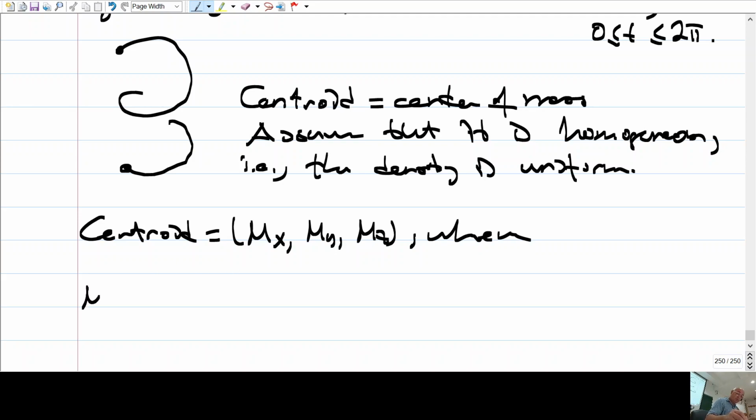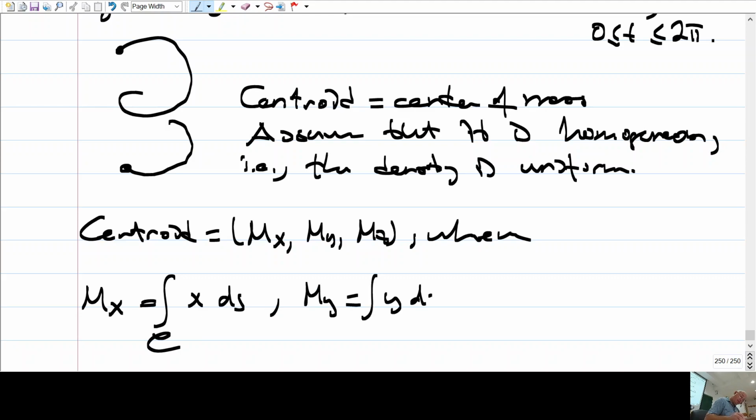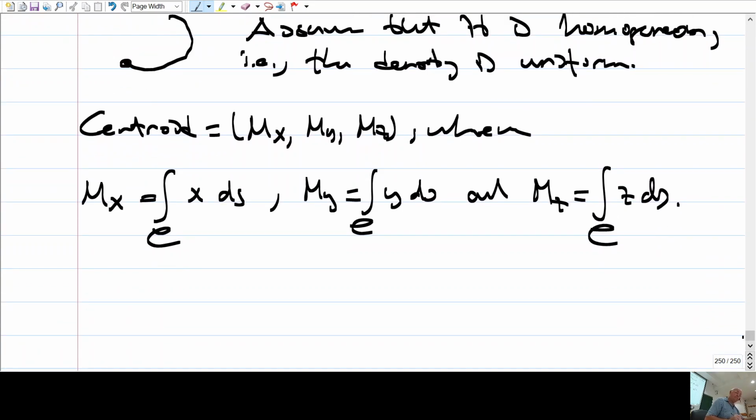How do you find the center of mass? The integral of x, the integral of y, and mz. Think of it this way. Suppose you have something like this. How would you find the center of mass? You just write, take. Okay, one minute.